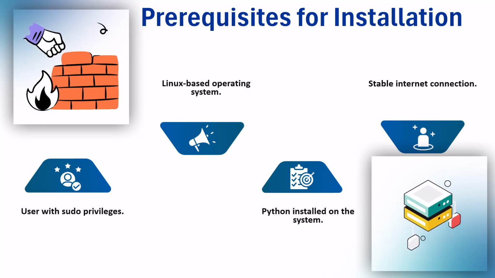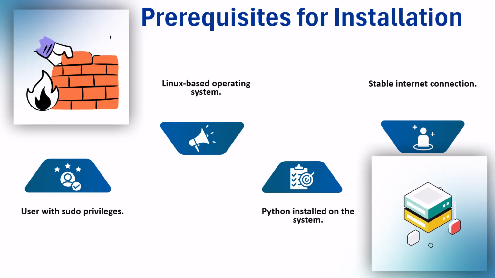Before we jump in, let's make sure we're armed with the essentials. You need Linux. No Windows shenanigans here. A reliable internet connection. Because guess what? Downloads don't work on vibes alone. Sudo privileges, your VIP pass to installation, and Python, because Ansible speaks Python fluently.